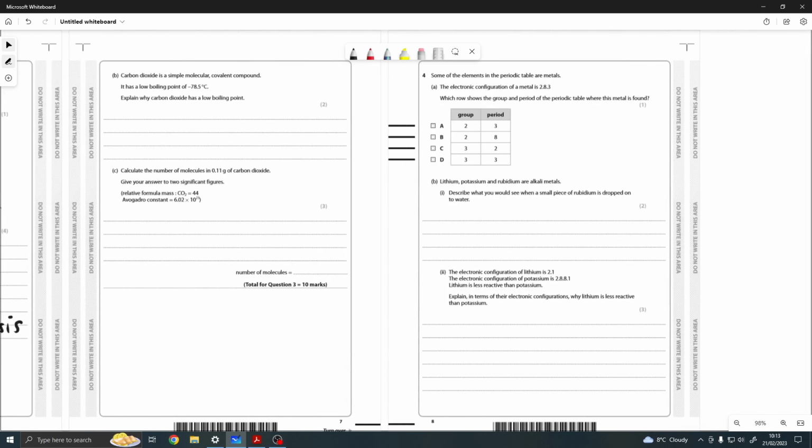Carbon dioxide is a simple molecular covalent compound. It has a low boiling point of -78.5 degrees C. Explain why it has a low boiling point. It's simple molecular, simple covalent. So what does that mean? That means there are weak intermolecular forces, which require a small amount of energy to break.